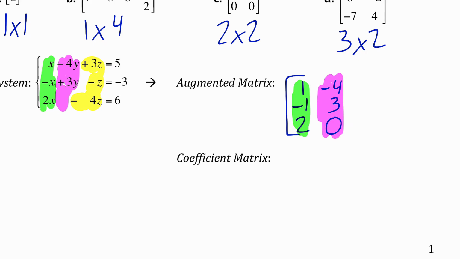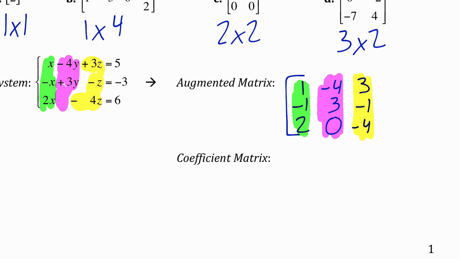Next up, we're going to do our z coefficients. We're going to do 3 from our first row. The second one's -z, so that's going to be -1. The third row is -4z, so we're going to have a -4. And again, those are the coefficients from the z terms in yellow.